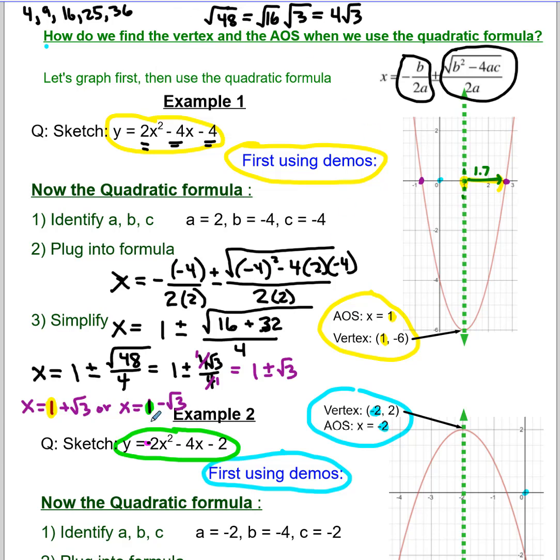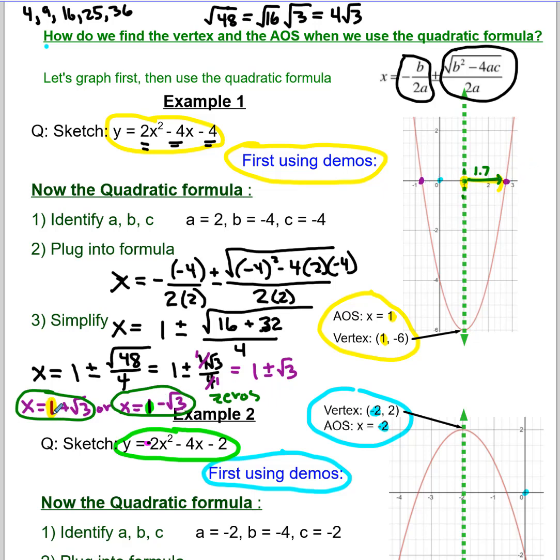Let's grab the green pen, right? So there are 2 answers to the problem. There's the first answer, and there's the second answer. Those are the x values of the x-intercepts. We call these the zeros. They're called the zeros, but they're also the x value of the x-intercept. That's what these are, x-intercepts, where the parabola hits the x-axis.